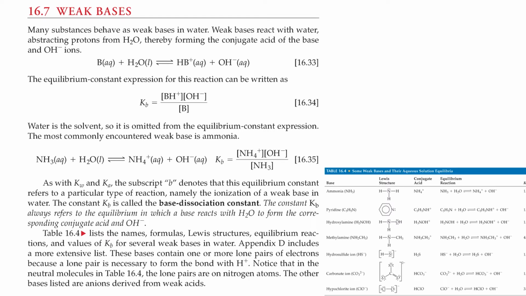Table 16.4 lists the names, formulas, Lewis structures, equilibrium reactions, and values of K sub B for several weak bases in water. Appendix D includes a more extensive list. These bases contain one or more lone pairs of electrons because a lone pair is necessary to form the bond with the hydrogen proton. Notice that in the neutral molecules in Table 16.4, the lone pairs are on nitrogen atoms. The other bases listed are anions derived from weak acids.